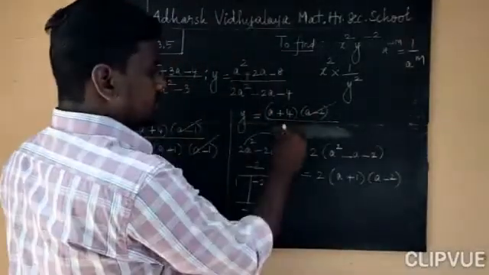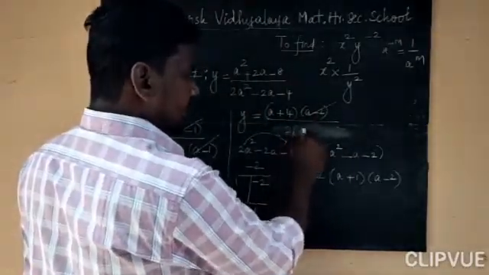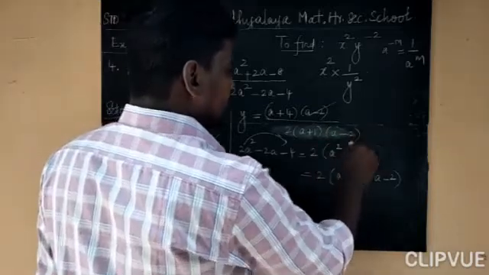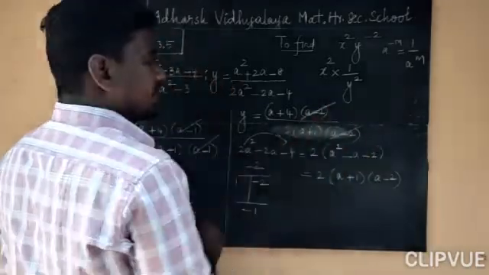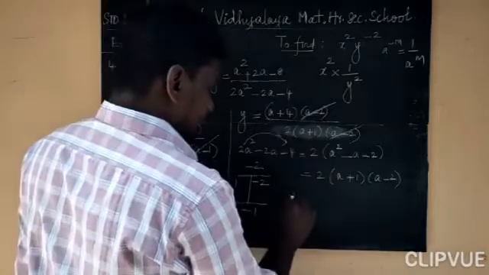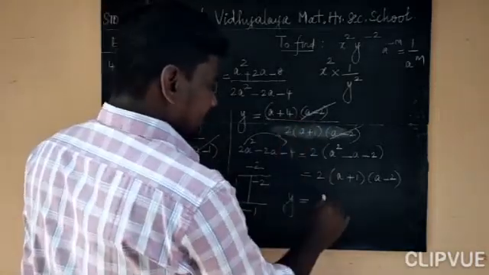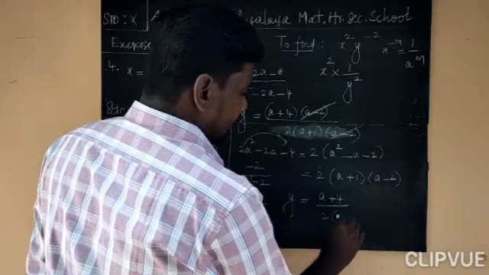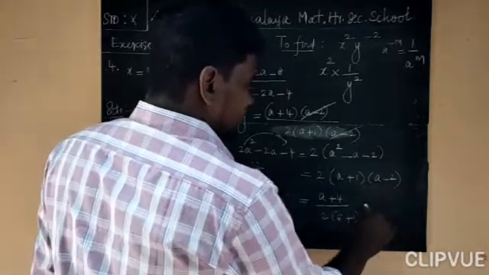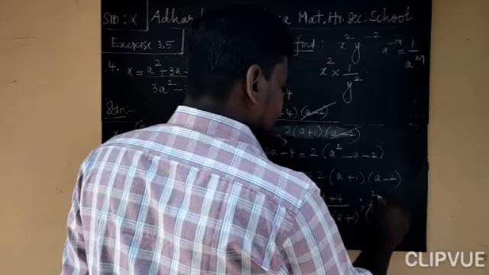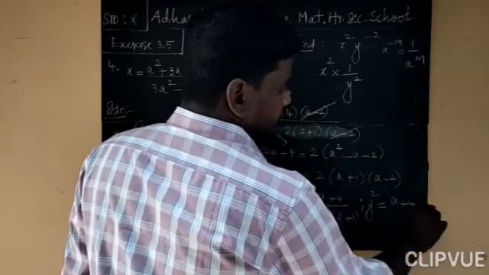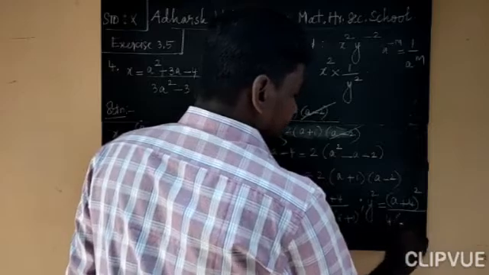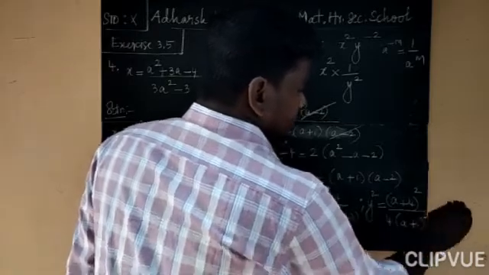Okay. So I am going to replace here 2 into a plus 1 and a minus 2. This a minus 2, this a minus 2 cancel. So what do we have? Y is equal to a plus 4 divided by 2 into a plus 1. So what about y square? Y square means a plus 4 whole square divided by 4 into a plus 1 whole square.